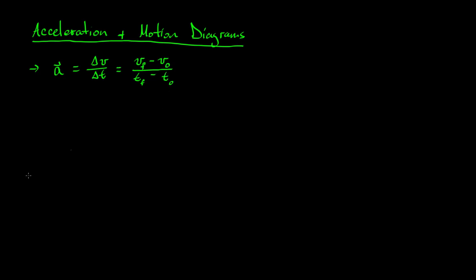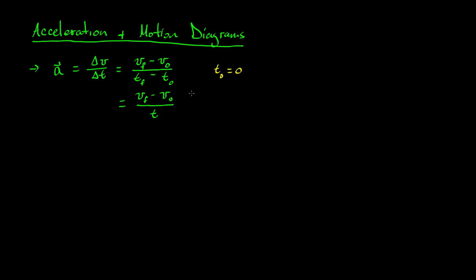Now, one note on notation. Typically, we're going to say that the initial time is 0. Because if we're using a stopwatch, this would just go away. It would start at 0. And so we can simplify this and just say, it's the change in velocity divided by the time. And that's usually fine.